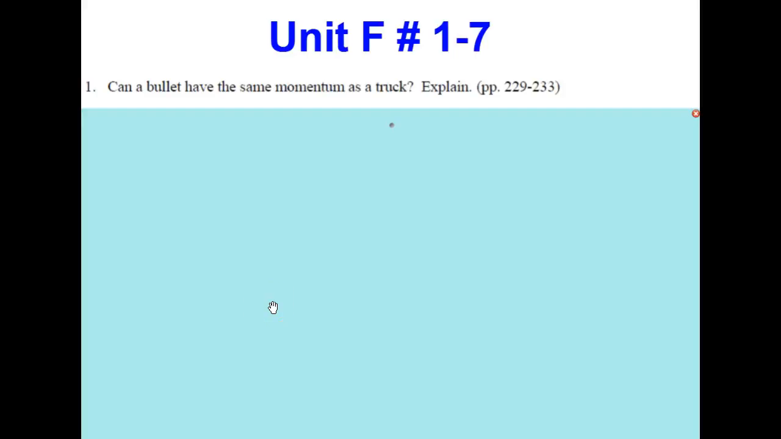Welcome to the solutions to the Regents Physics Momentum problem set, problems number 1 through 5. Let's go ahead and get started. We've got our introductory set of questions here on momentum.